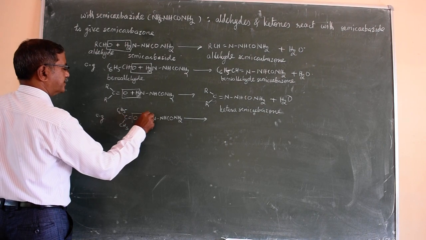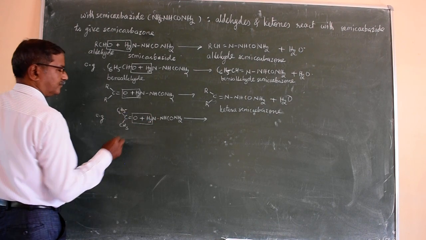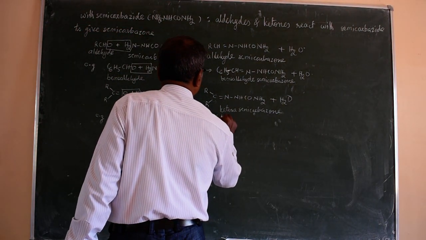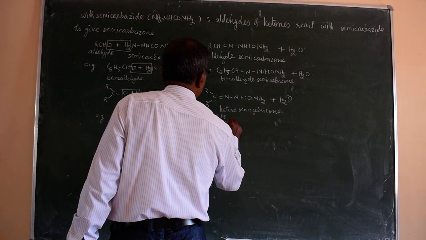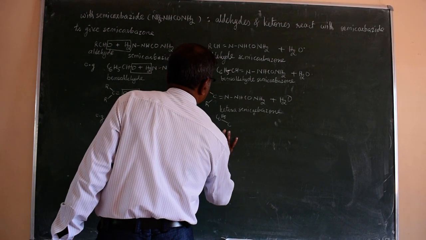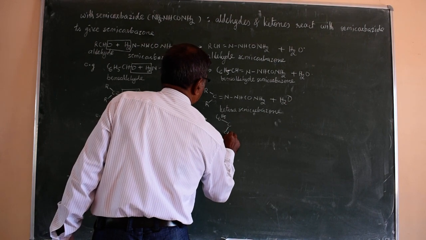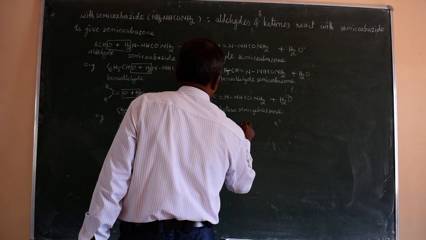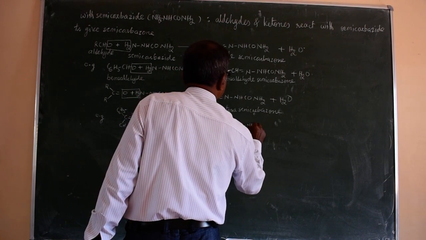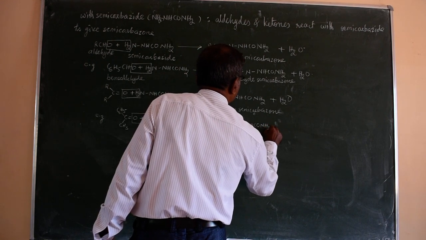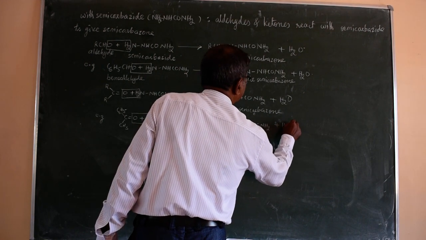Elimination of H2O takes place and the product formed is C6H5, then it is C, CH3. Afterwards, we have double bond N, NH, CO, NH2 and H2O.